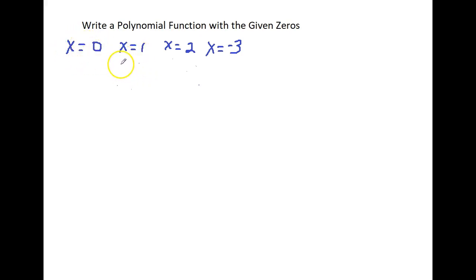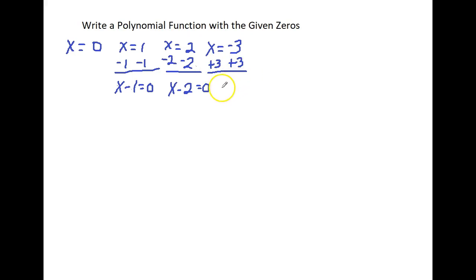The first one is, and so I have to minus 1 from both sides. So I have x minus 1 equals 0. Here I have to minus 2 from both sides, and I have x minus 2 equals 0. Here I add 3 to each side, and I get x plus 3 equals 0.